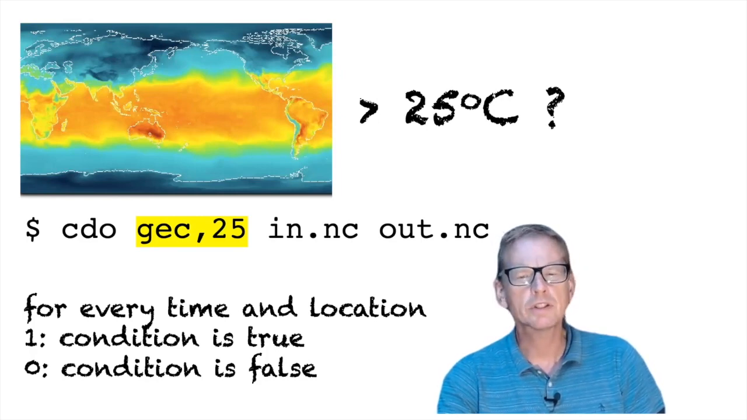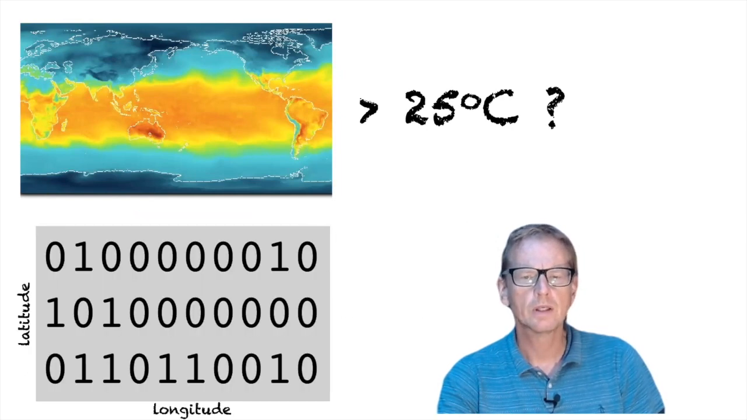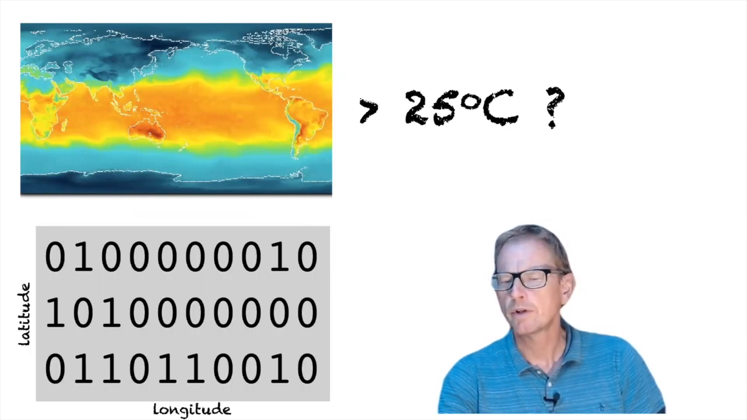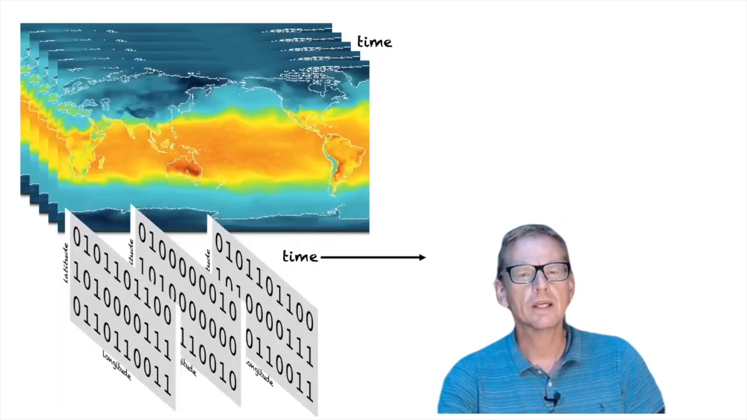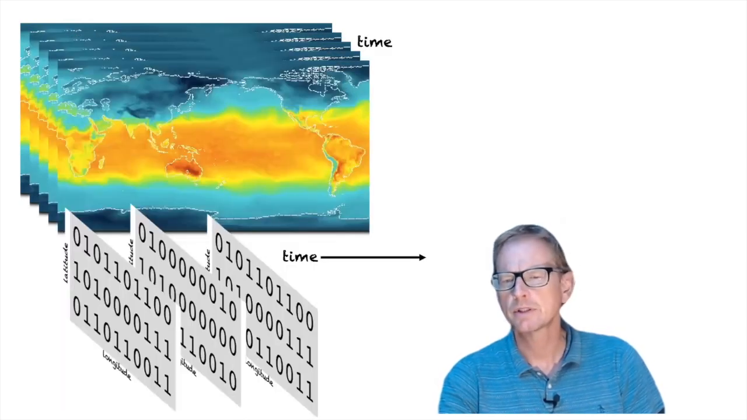So again, for every time and location, we get an output file which says one if the condition is true and zero if the condition is false. So again, we end up with a file that is a function of longitude and latitude. And once again, if we have multiple time steps, then we will end up with multiple time slices.